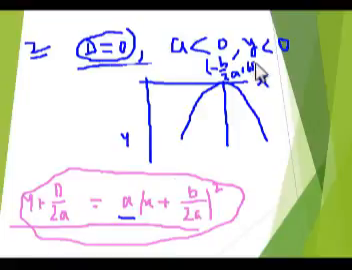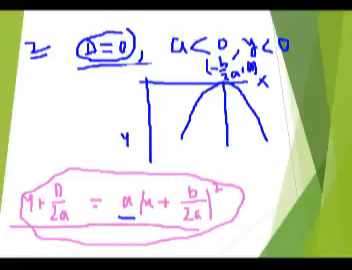So this is the case. This is 0. So you can very easily understand: if d is equal to 0, a less than 0, and y must be less than 0, and we will get this graph.